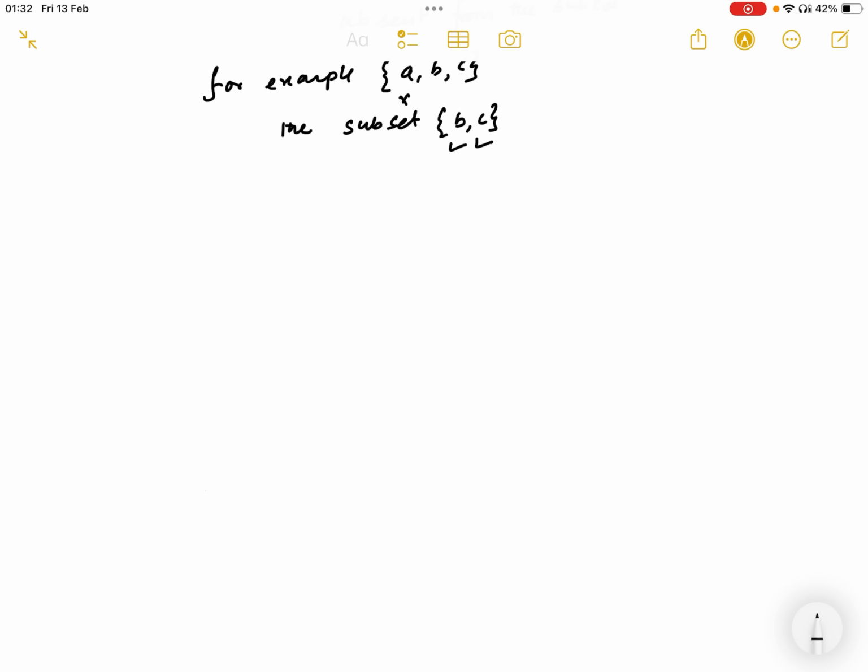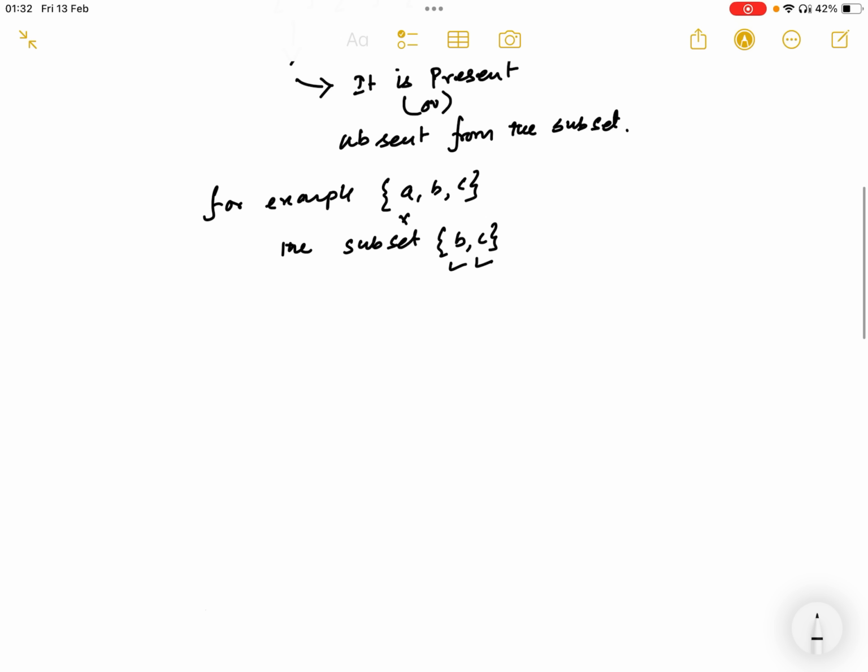So yes or no. For this same set ABC, how many subsets will be there? A will have two possibilities, B will have two possibilities, and C also has two possibilities. So 2 multiplied by 2 multiplied by 2 is 2 power 3, which is equal to 8. So, as a general rule, if a set has n elements, then each element contributes two choices, and therefore the total subsets are 2 to the power n.